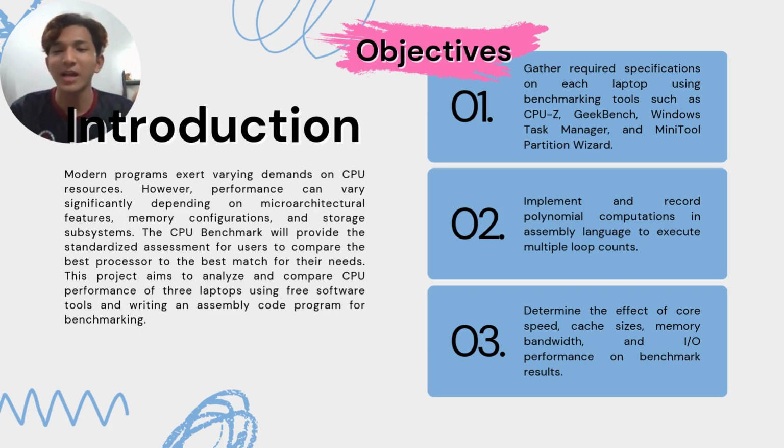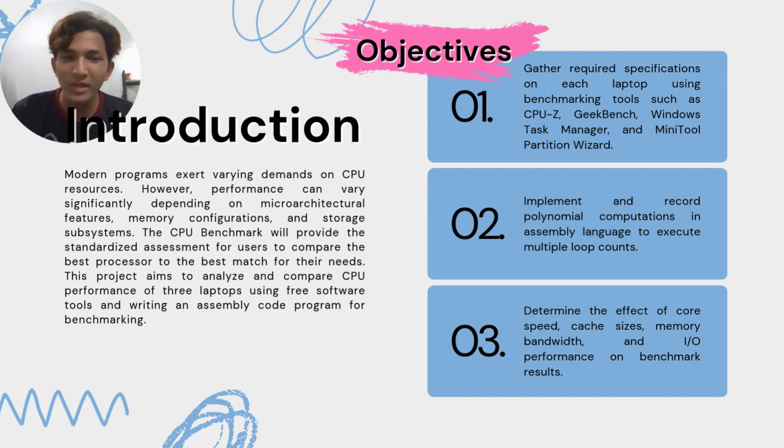So for the introduction, modern programs utilize various demands on CPU resources. However, performance can vary significantly depending on the microarchitectural features, memory configuration, and also storage subsystem. The CPU benchmark will provide a standardized assessment for users to compare processors to find the best match for their needs. This project aims to analyze and compare CPU performance of three laptops using free software tools and writing an assembly code program for benchmarking.